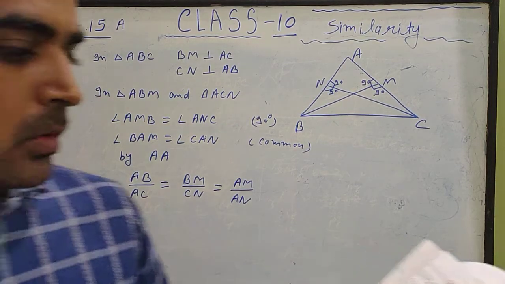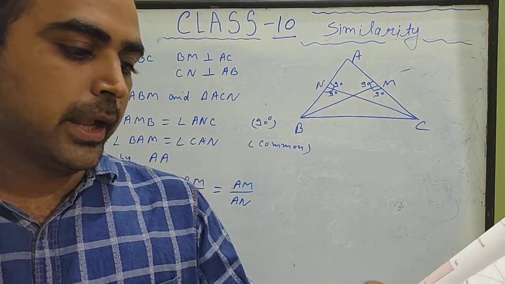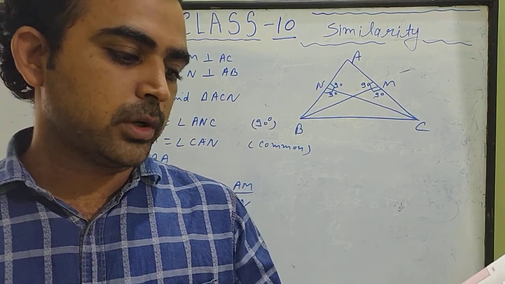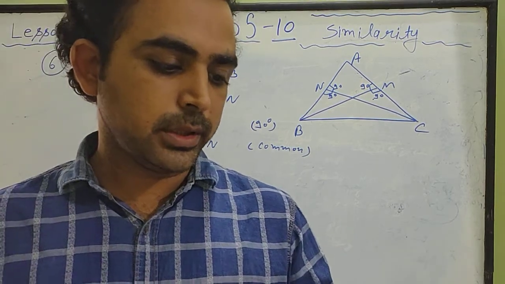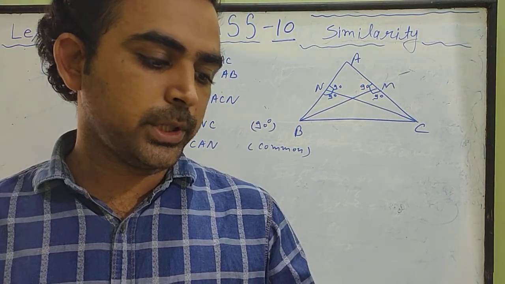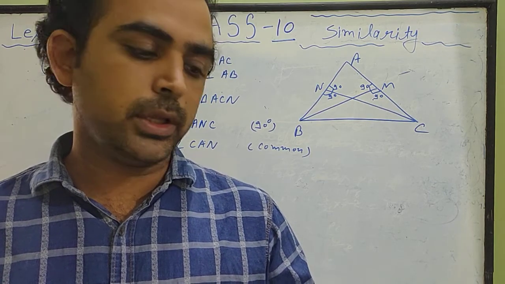Okay, students, today we solve question number 6. In triangle ABC, BM is perpendicular to AC and CN is perpendicular to AB. We have to prove that AB upon AC is equal to BM upon CN is equal to EM upon EN.